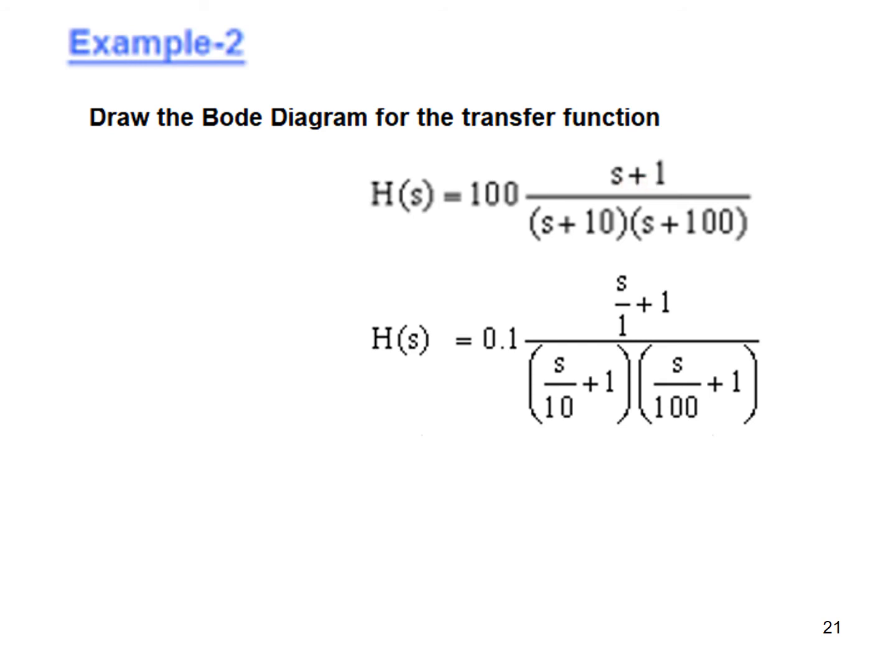So 1 plus something. This is already 1 plus s over 1, we can write. Here we divide by 10, so it will be 1 plus s over 10, and here we divide by 100 to make 1 here, so 1 plus s over 100. And since we are dividing by 10 here and 100 here, the constant will become 0.01, that is 100 divided by 10 divided by 100 makes 0.01. So now we have four factors: the constant, the zero, the pole, and another pole.